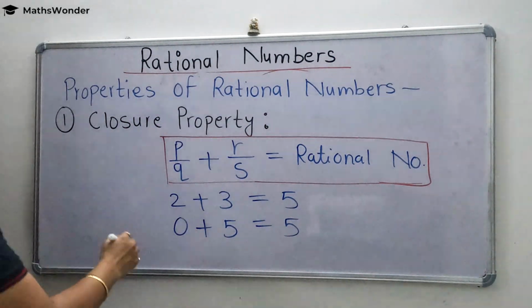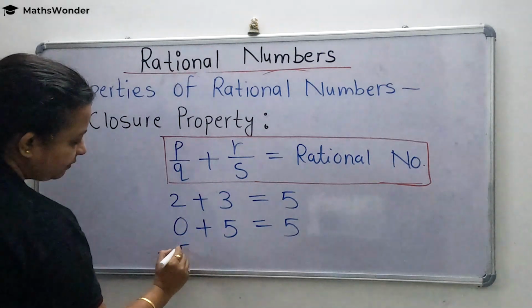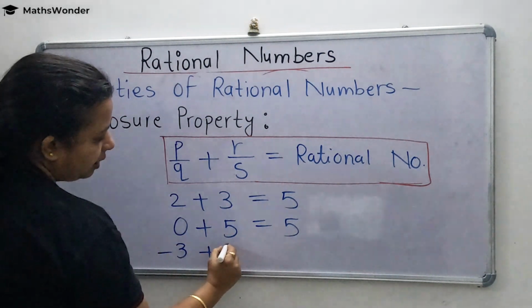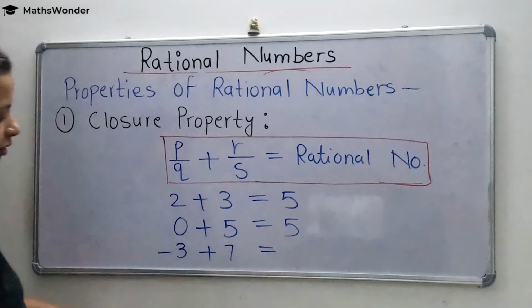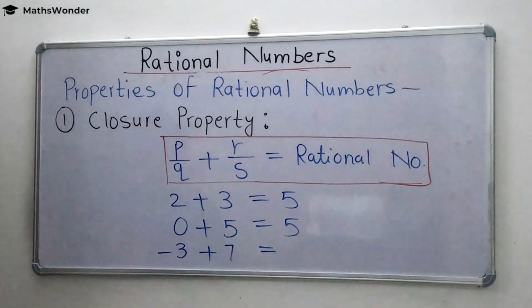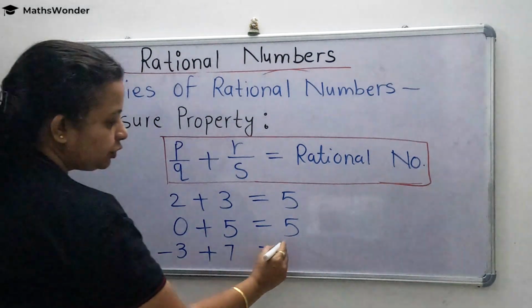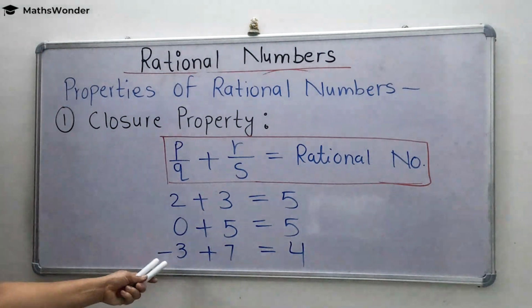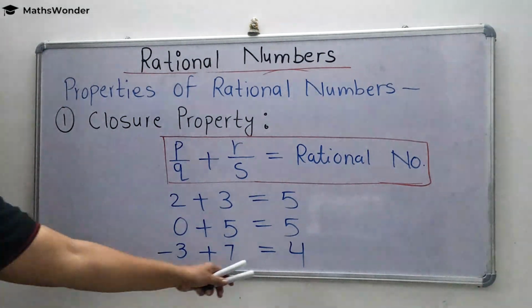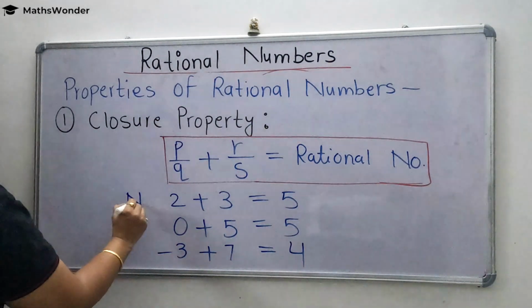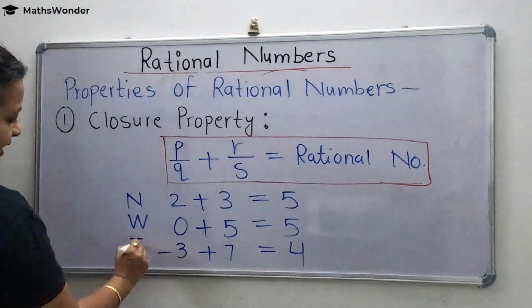Now come to the integers. Suppose we take negative 3 plus 7. Now this is a negative number, negative 3. This is positive 7. Means integers. If you add two integers, you will get an integer. If you add a negative integer with a positive one, you will get an integer only. The same thing: this is the natural number property, this is the whole number, this is the integer.